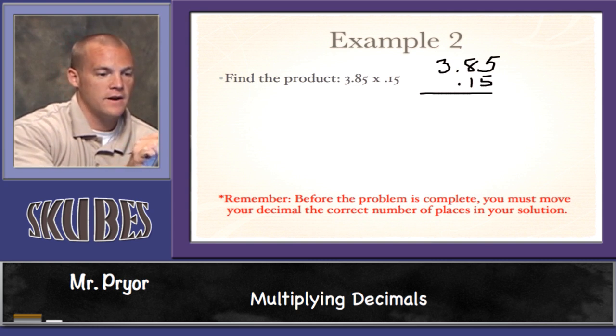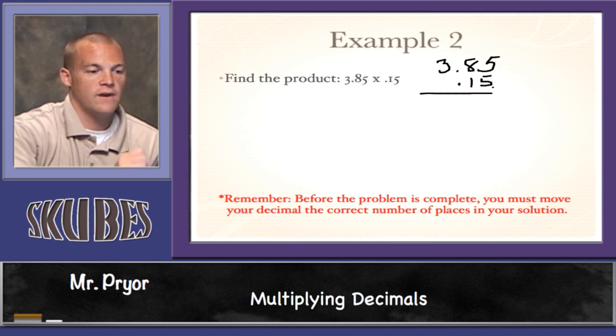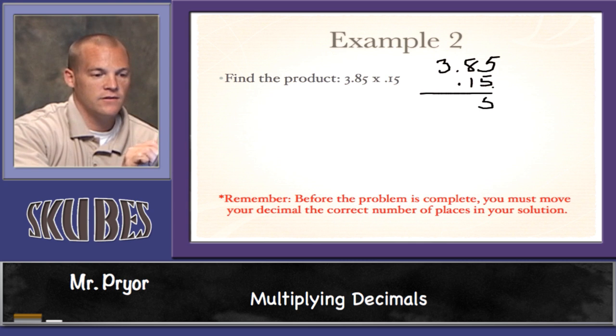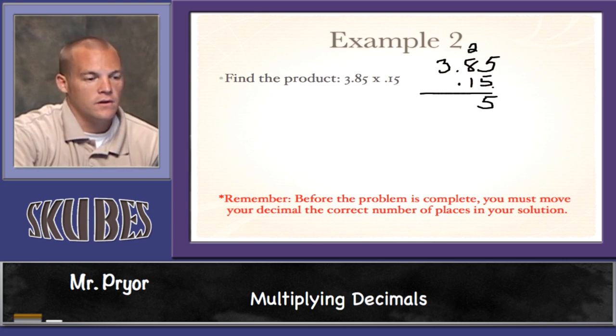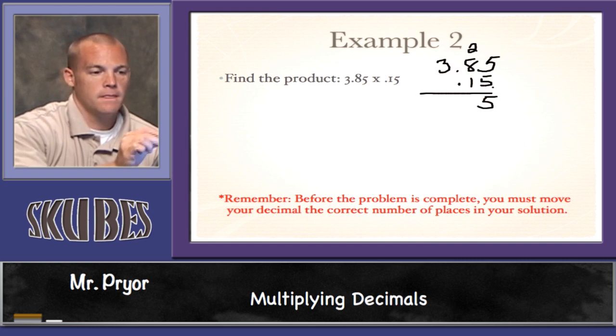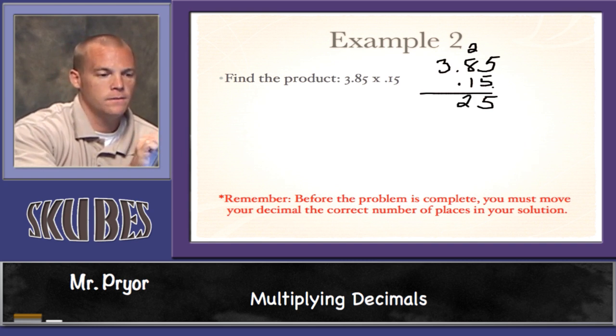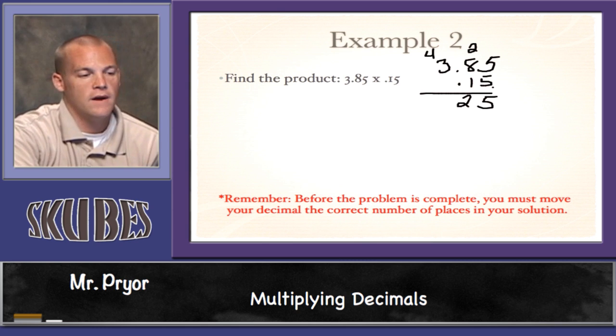Now we add. So we end up with 5 and 0 is 5. 2 plus 5 is 7. All right, 9 plus 8 is 17. We're going to carry the 1 there, which gives us 2 plus 3, or 5.